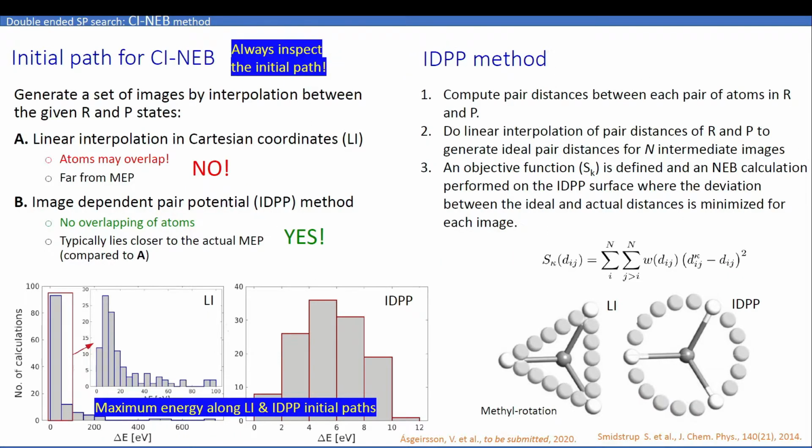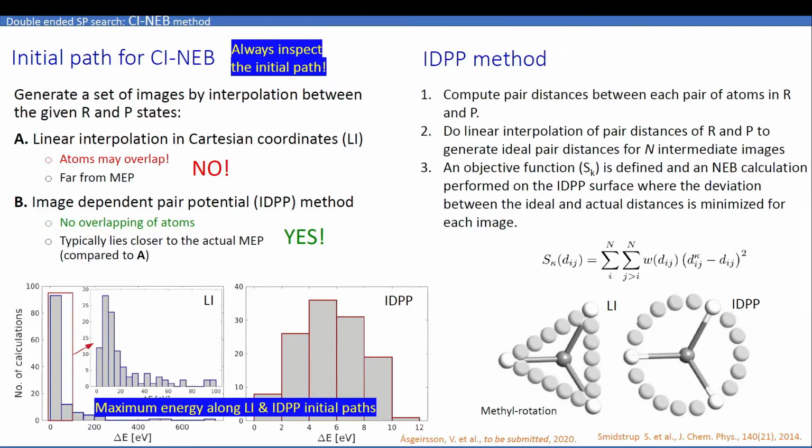Another important issue to address is the initial path generation in climbing image nudged elastic band. As I stated earlier, before doing a nudged elastic band calculation, a finite set of images connecting the reactant and product minima needs to be generated by some sort of interpolation. Typically, people have been using linear interpolation in Cartesian coordinates, which of course can well lead to highly unphysical intermediate images where the atoms may be overlapping. Also, such paths tend to be far from the actual minimum energy path.